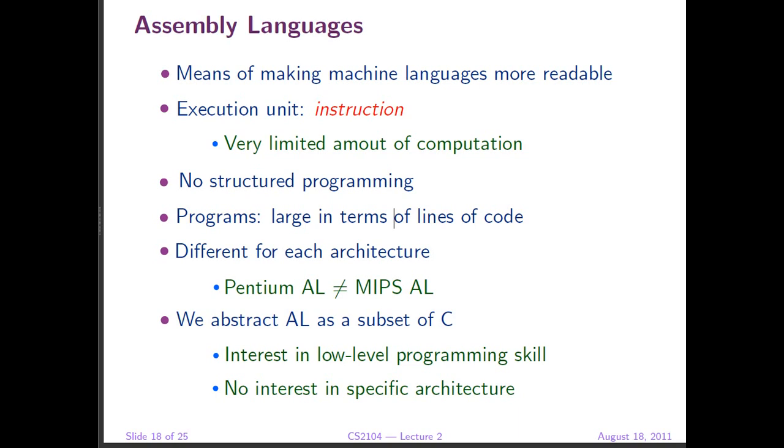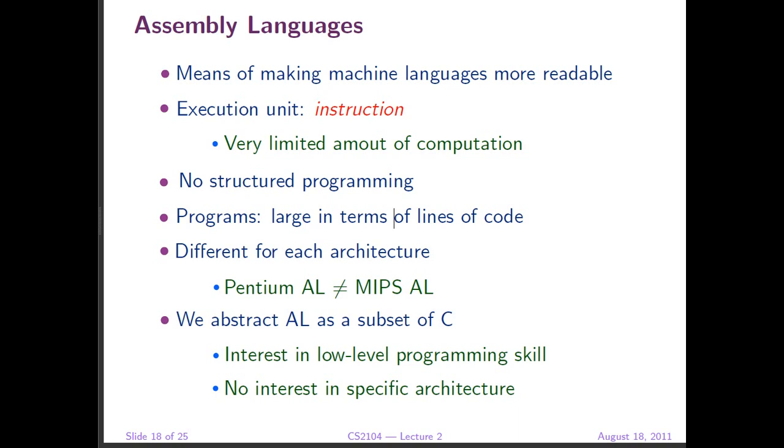There's a one-to-one mapping between machine instructions and assembly language instructions. So the execution unit is an instruction which performs a very limited amount of computation. There's no means of structured programming. We do not have loops. All we have is branching instructions, conditional or unconditional. That's the only way to perform repetitive computation.